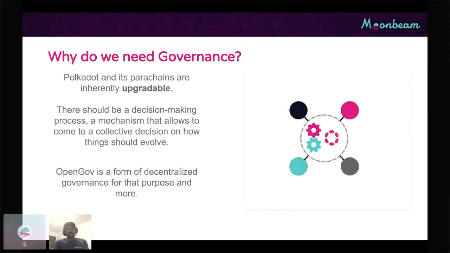So first of all, why do we need governance? This is a very important question to start with because Polkadot and the different parachains that are using Substrate are inherently upgradable, meaning that they can evolve over time. But if they can evolve and adapt to new conditions, there needs to be a decision-making process in place to make sure that the evolution the chain is undergoing is decided by the majority of the community. And this is what OpenGov is trying to solve. They have proposed an elegant solution for this and to make sure that the interests of the whole community are taken into consideration.